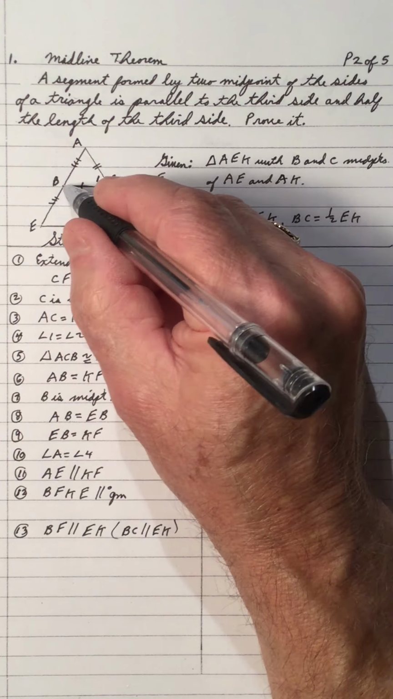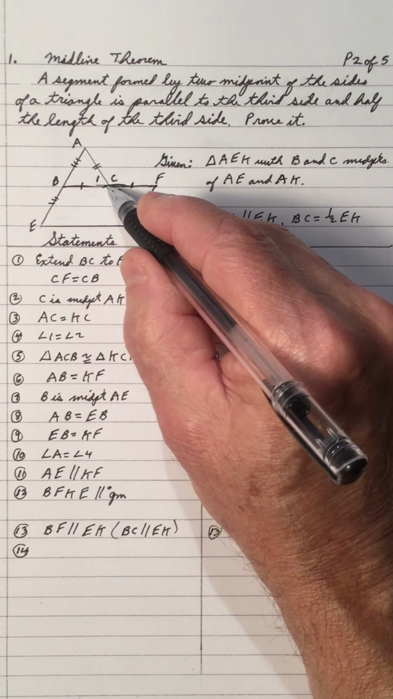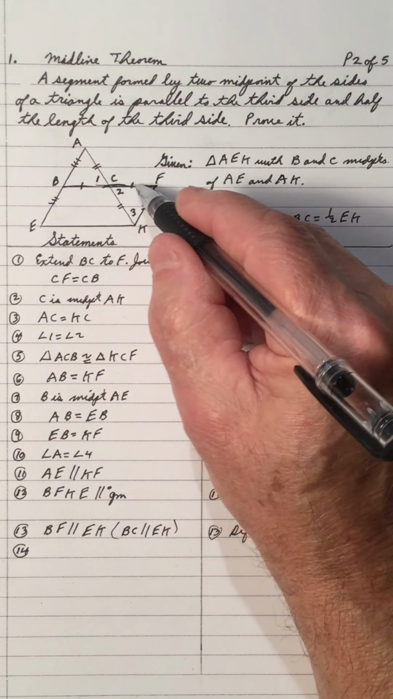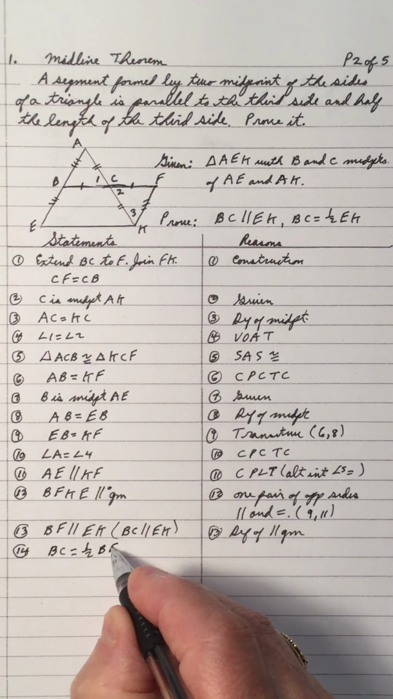Now I need them equal. So what happens is that C right here is a midpoint. C is the midpoint of BF, or sorry, these two are equal. And I said C is a midpoint. Yes, C is a midpoint of BF. And as a result, BC is equal to a half of BF.